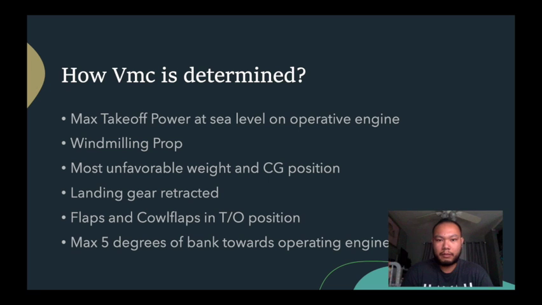Third is most unfavorable weight and CG position. Number 4 is landing gear retracted because we want to simulate that we're taking off and we're not coming down to land. 5, flaps and cowl flaps in the takeoff position for this Piper Seminole. It'd be flap 0 and cowl flaps open. And max 5 degrees of bank towards the operating engine. So during this whole VMC demo, it's max 5 degrees.